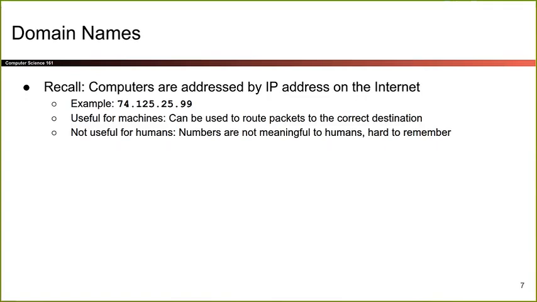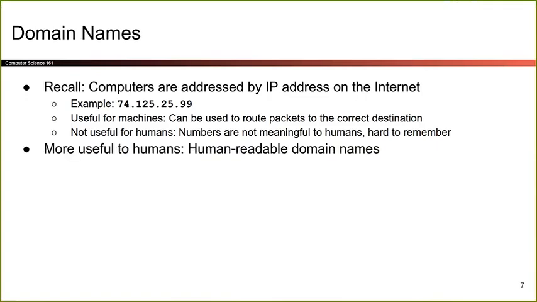So if you remember from the web unit, what we use as humans are human readable domain names. Here's a domain name, it's google.com. Now this is great for humans because we can read words and we can remember words very well. So this is good for us.